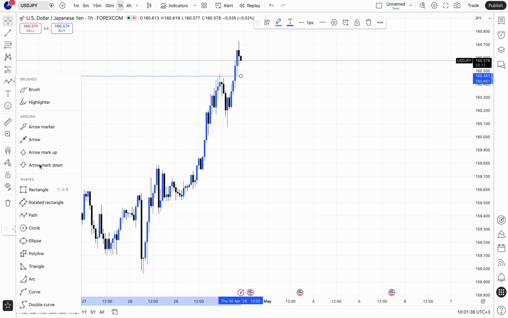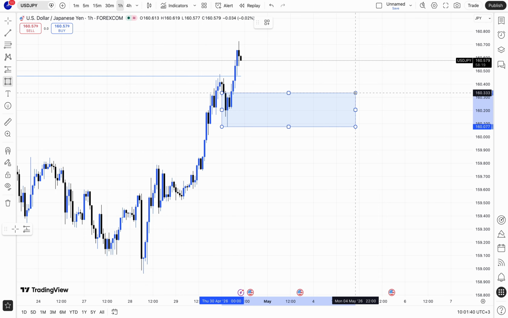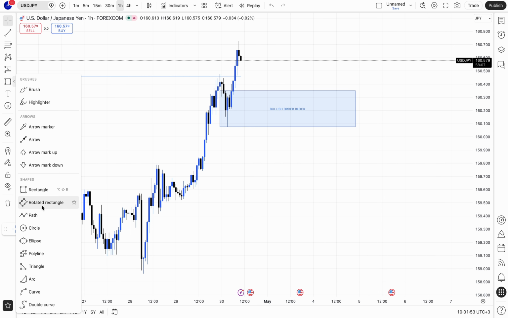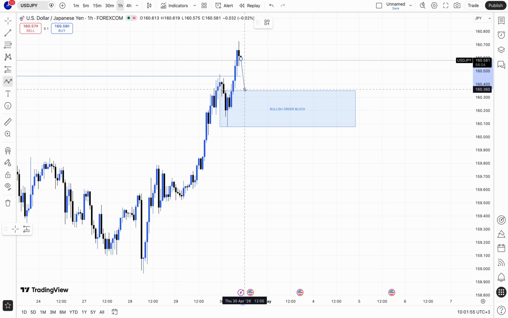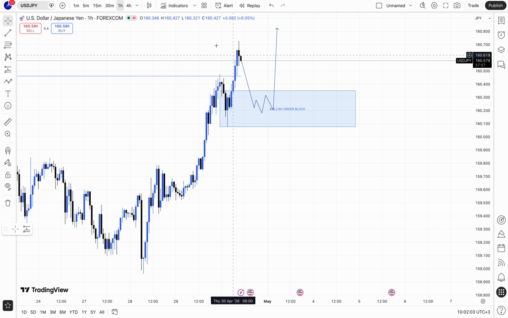And from there we have our first order block, which is here. You can mark it out, our last sell to buy, and this is our first order block. And my plan is very simple. I'm going to wait for the price to come back here, then I'll be looking for buy confirmations from here, then targeting the next swing high.